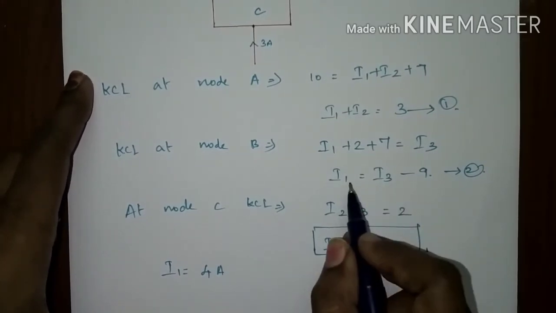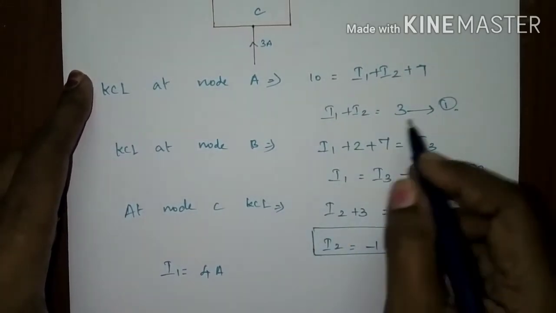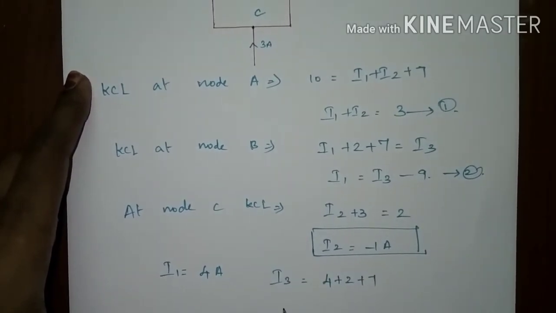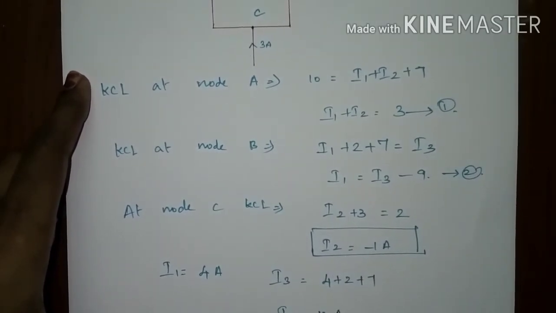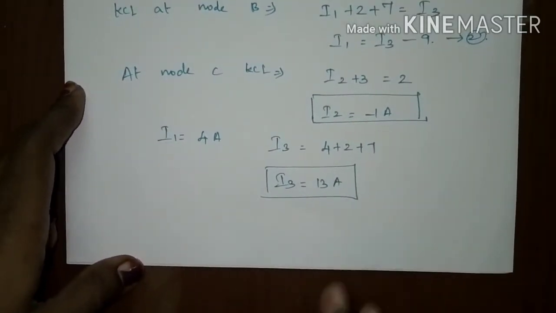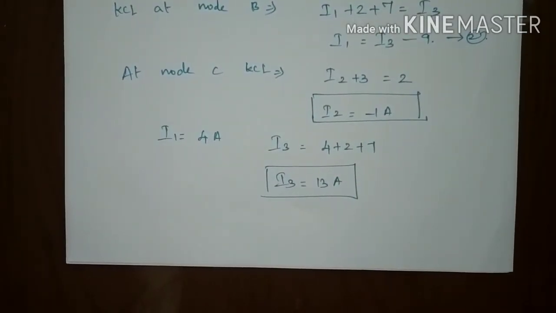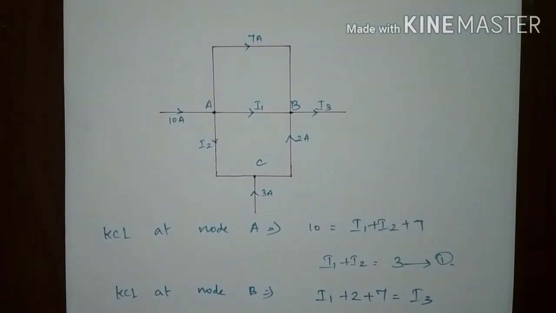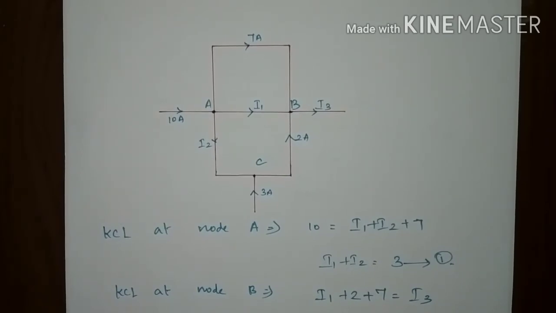Now substitute the value of I1 here, we will get the value of I3. I3 would be equal to 4 plus 2 plus 7. The value of I3 is 13 ampere. It is very simple. First, note the nodes which are principal nodes. Name the nodes and apply KCL in each node. We can find the value of the unknown current which is present in the network.